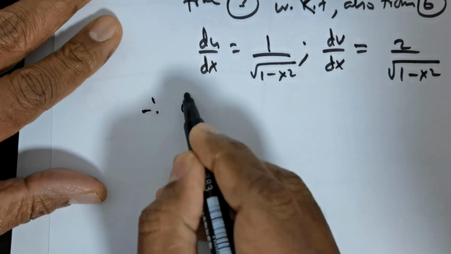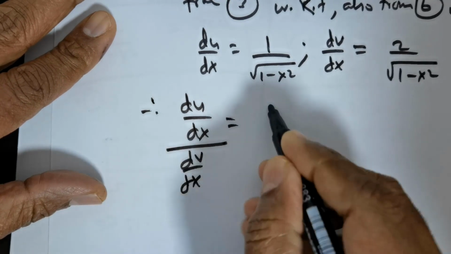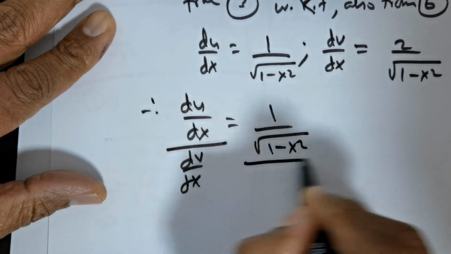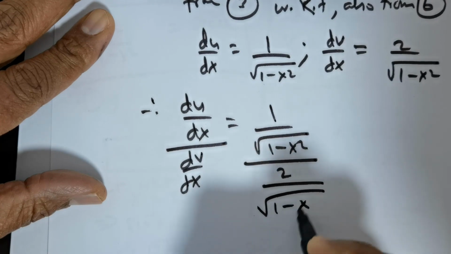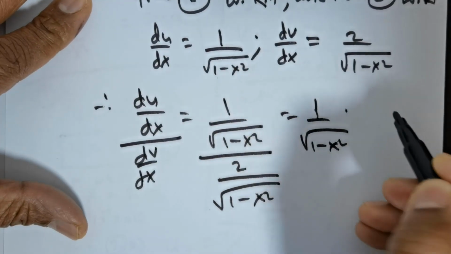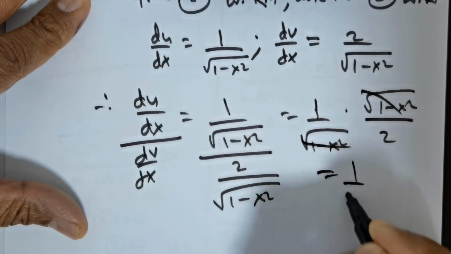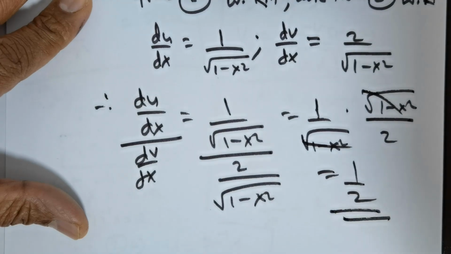Therefore du over dx divided by dv over dx is equal to 1 over root of 1 negative x squared divided by 2 over root of 1 negative x squared. This can be rewritten as 1 over root of 1 negative x squared times root of 1 negative x squared divided by 2. They get cancelled, giving me 1 over 2. So this is the final answer.